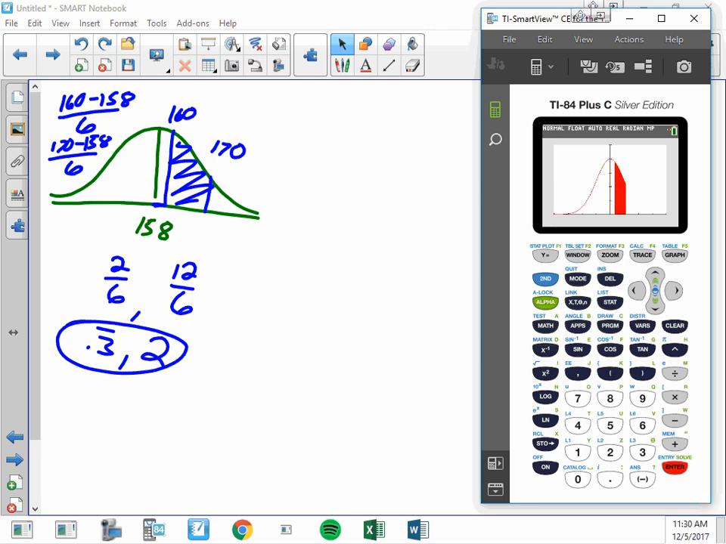So that is going to give me 35%. So this area is 35%. 34.6 is what I got. Yes? Yeah, oh, definitely. So this is the answer for 25.